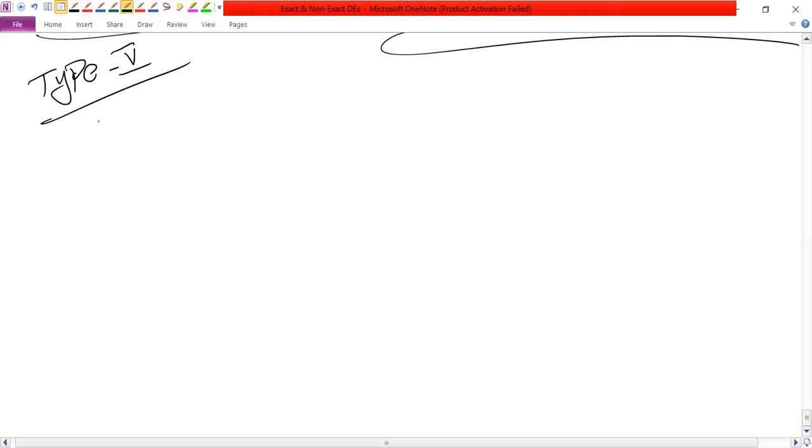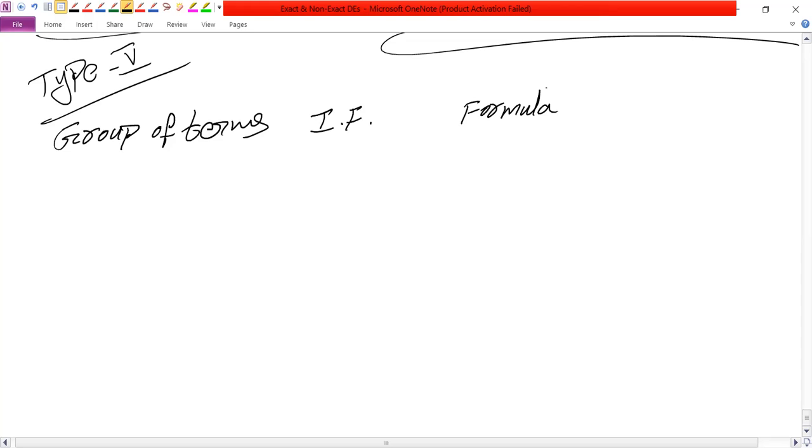learning this type 5, I am going to give you a few columns, groups of terms. In the given problem, it must have some group of terms. What are that group of terms? I am going to give you here. If the group of terms are something, then we have to identify some integrating factor and then the formula. I'm mentioning it as formula, but it is not formula. It is the final stage.